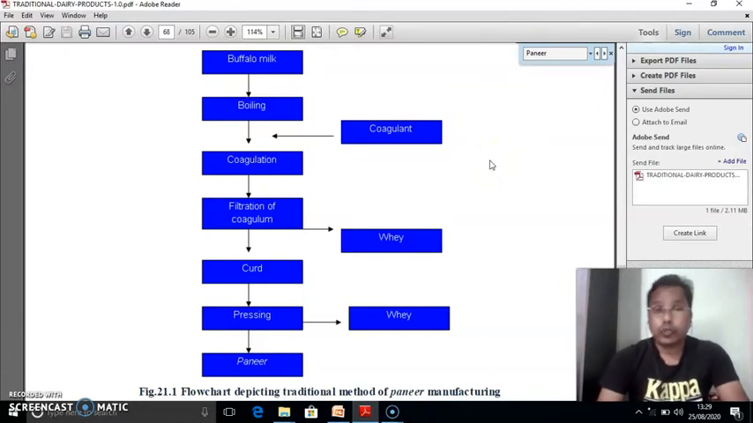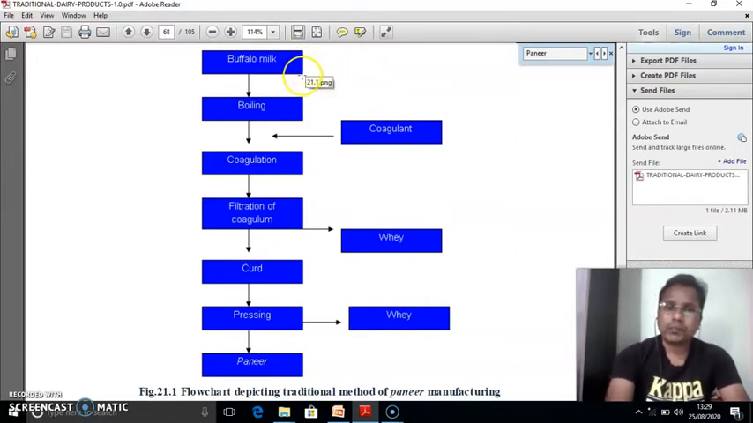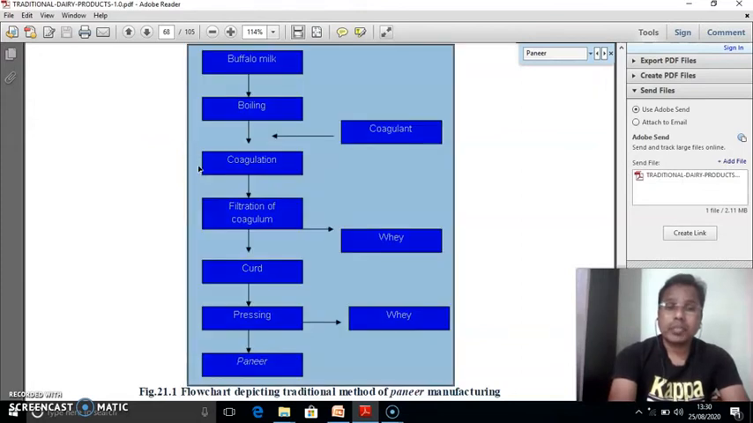So students, you may also prepare the paneer at home very easily. Just take milk in a karai, then boil that milk and add citric acid at the rate of 1% to this boiled milk. When you add the coagulant, that is citric acid, to this milk, it starts to coagulate. When the complete coagulation occurs, it must be transferred to a muslin cloth to drain the maximum whey.